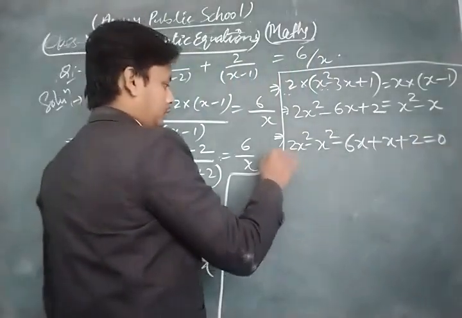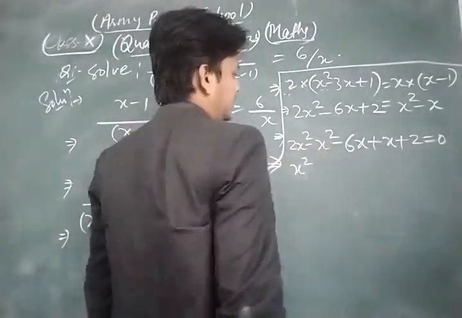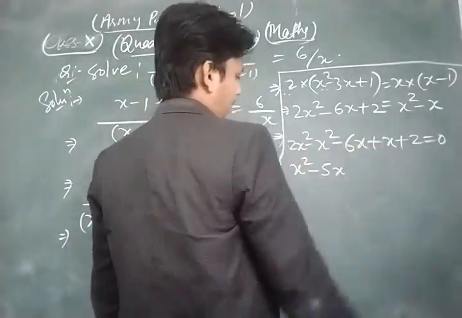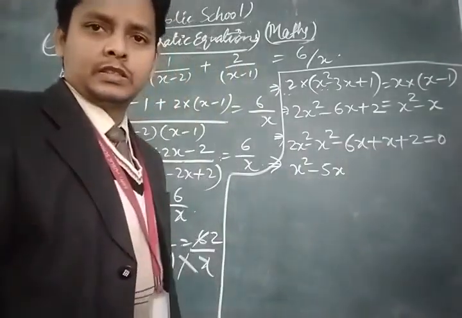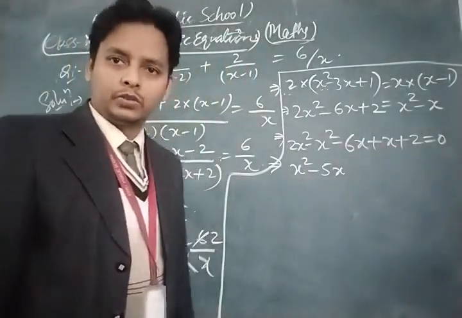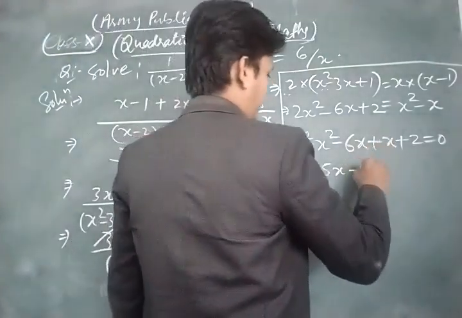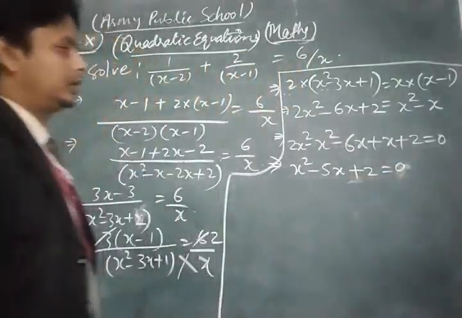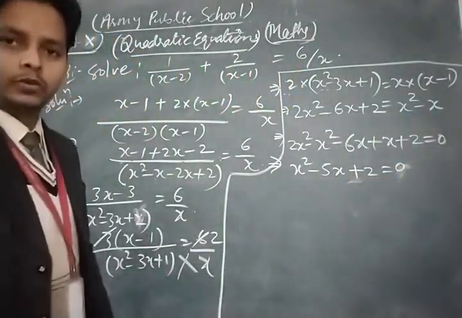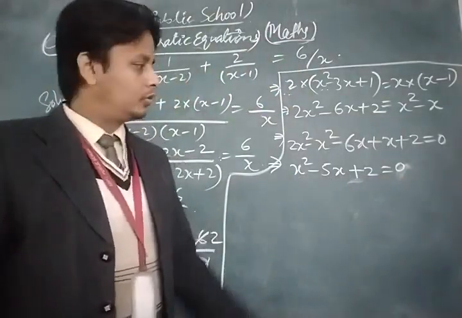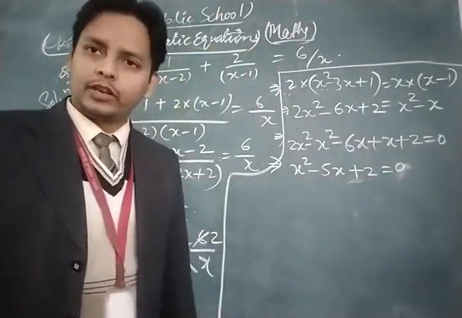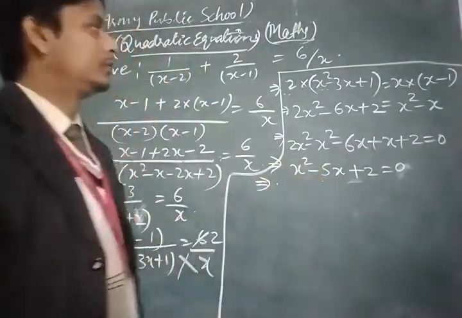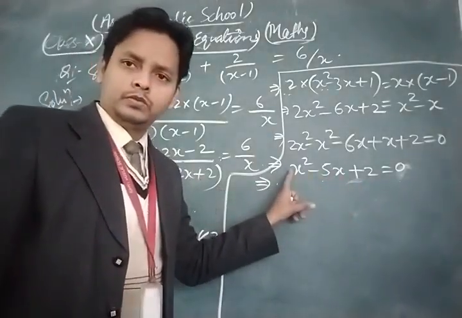Now that is 1 x square is left and here minus 6x plus x, that is what? Minus 5x, and plus 4 is equal to 0. Now we do their factorization by the method of splitting the middle term. Now look, this is 2 1s are 2.